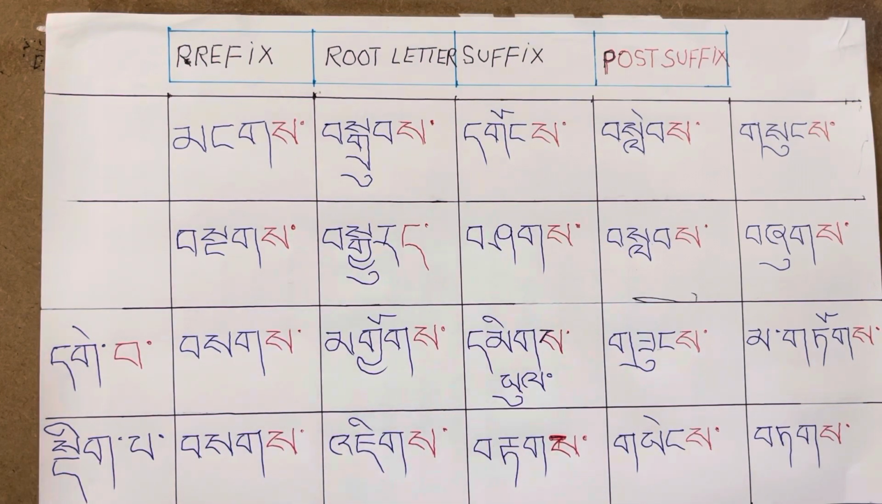Now if you see a word with ao ja kiku ji ka with post suffix sa, then it means fear. Fear, for example fearless. Fear.